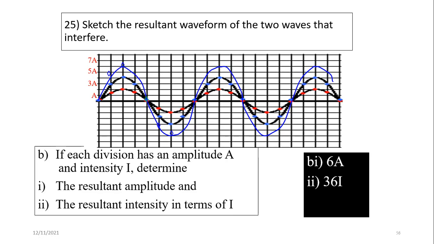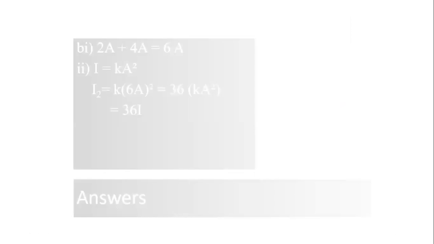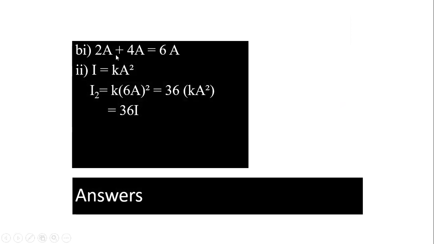Intensity, you should be able to work it out: 36. Double that, double that. Intensity will be double that. That's how you add. 2 plus 4 is 6a. Or when you show working, there's the initial one. I is k a squared. Amplitude is 6a, so there's 36. I_a is I. That's all.